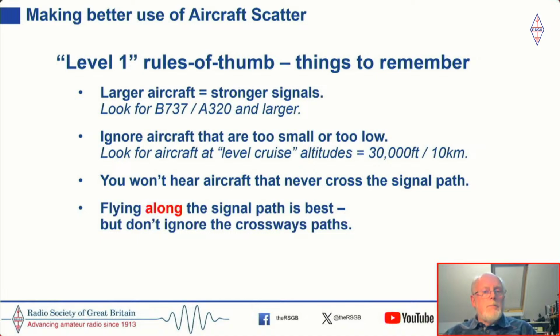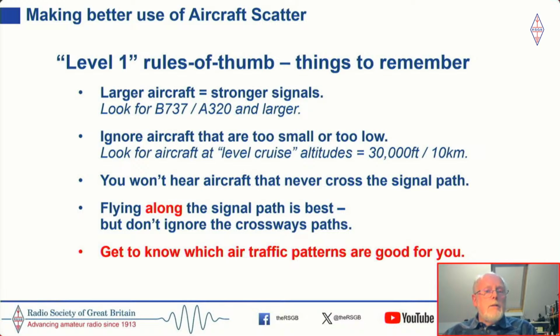Flying along the signal path between the two stations is best, but don't ignore the crossways paths because sometimes they're all you've got. And then get to know... This is where you start to move up a bit from level 1. Get to know which aircraft traffic patterns will actually favour you. And all I can do here is give you a little analysis of what my situation is.